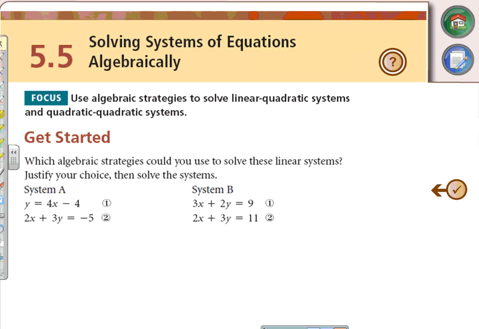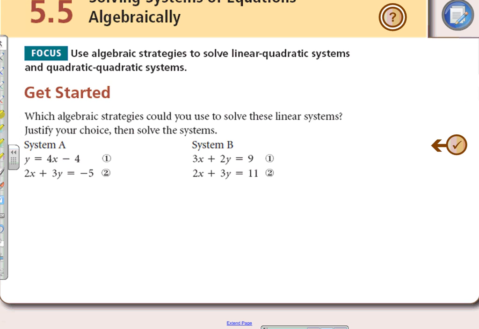All right, 5.5, we're going to be solving systems of equations algebraically. We're going to build right off of what you did last year in grade 10, when you did systems of equations, but you did a linear system. Now we're going to look at linear-quadratic and quadratic systems and apply the same concepts that you've learned already. So let's go back and look at what you did previously in linear systems.